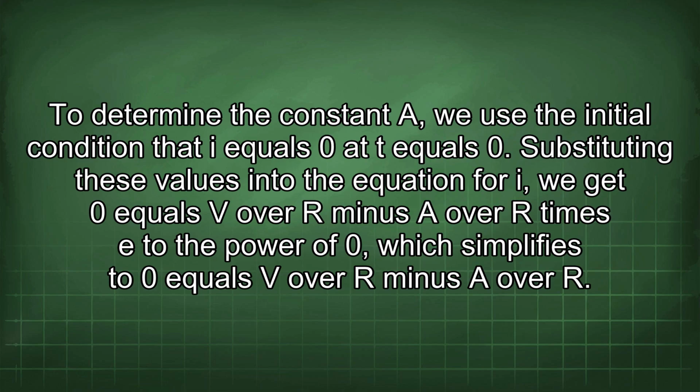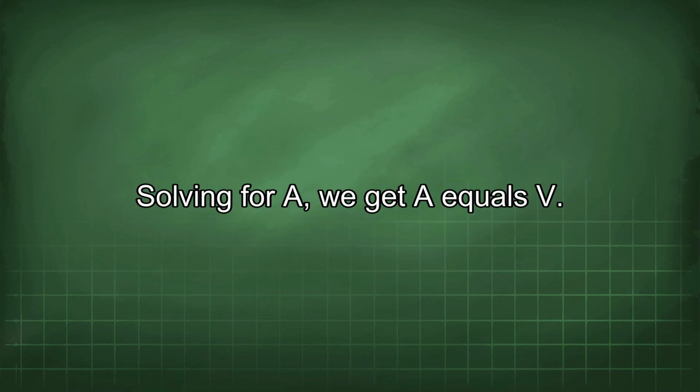To determine the constant A, we use the initial condition that I equals 0 at t equals 0. Substituting these values into the equation for I, we get 0 equals V over R minus A over R times e to the power of 0, which simplifies to 0 equals V over R minus A over R. Solving for A, we get A equals V.